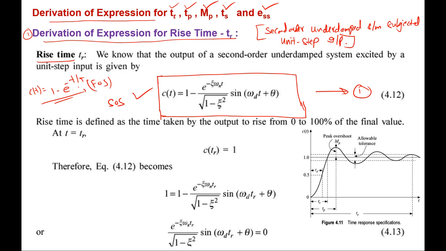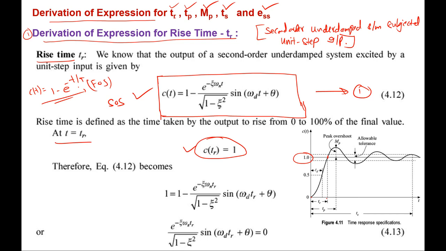Then what is rise time? You can observe here, we have defined what rise time is. It is the time taken by the response to reach from 0 to 100% of the final value. So this we call rise time TR, 0 to 100% of the final value. At time t equal to TR, C of TR is 1. So by the definition of rise time, the time taken by the output to rise from 0 to 100% of the final value, at time t equal to TR, C of TR is 1. We will make use of this.